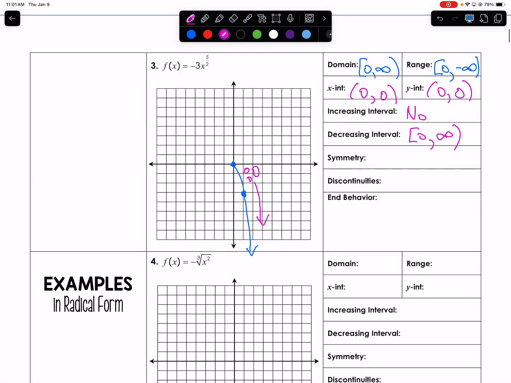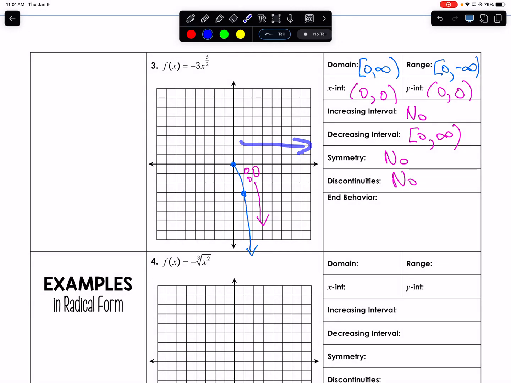Symmetrical, yes or no? There's no other side of the graph, so there's no symmetry to be had. Discontinuity, also no. End behavior, it's another weird one. So I think it's easiest to understand positive infinity first. So where are the y values going when x values go that way?